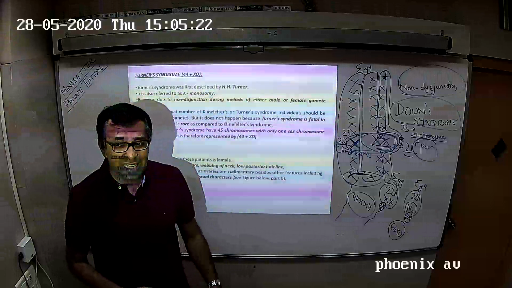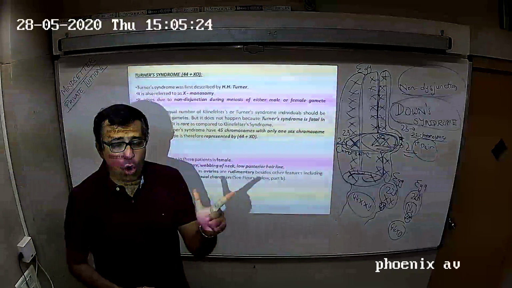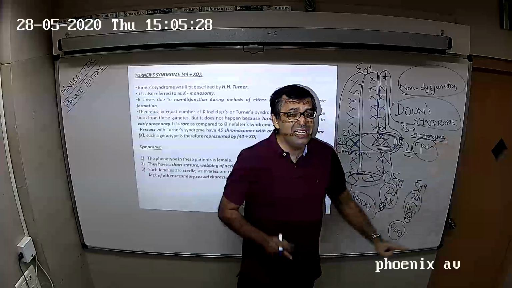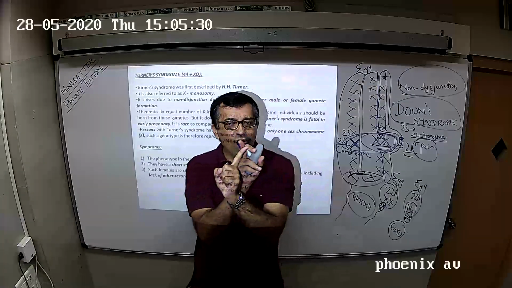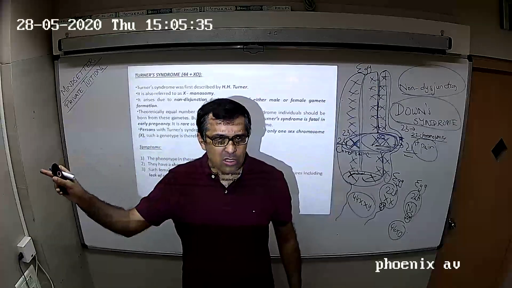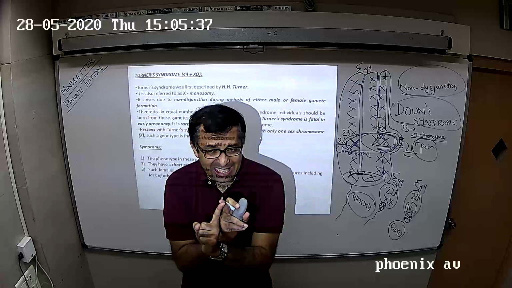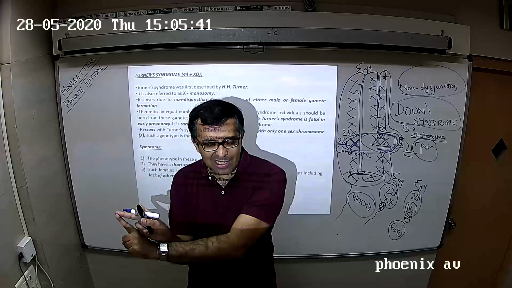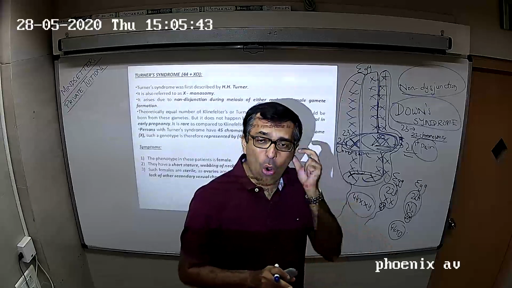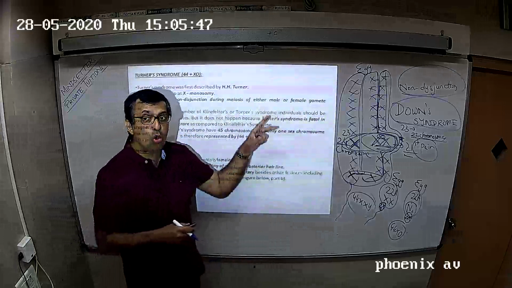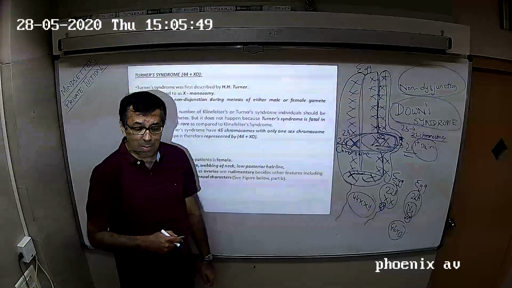So what are Down syndrome, Turner syndrome, Klinefelter syndrome? They are due to non-disjunction of either the 21st chromosome, which forms Down syndrome, or the XX sex chromosomes, which form XXY Klinefelter syndrome, or X0, which is Turner syndrome. So these are all the chromosomal disorders possible.